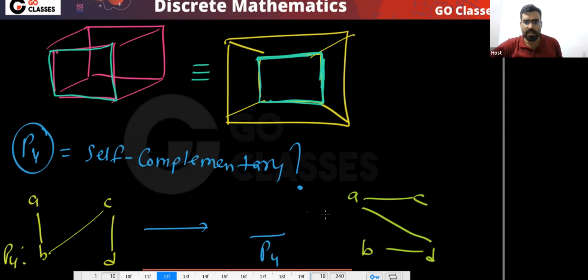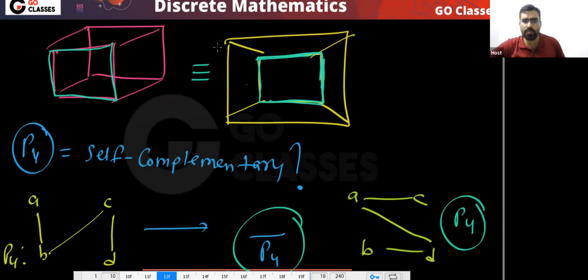So you can notice that this is also a path graph on 4 vertices. So P4 bar is equal to P4. They are isomorphic. Yes or no? So I can say P4 is isomorphic to P4 complement. Both are isomorphic, so this is self complementary.